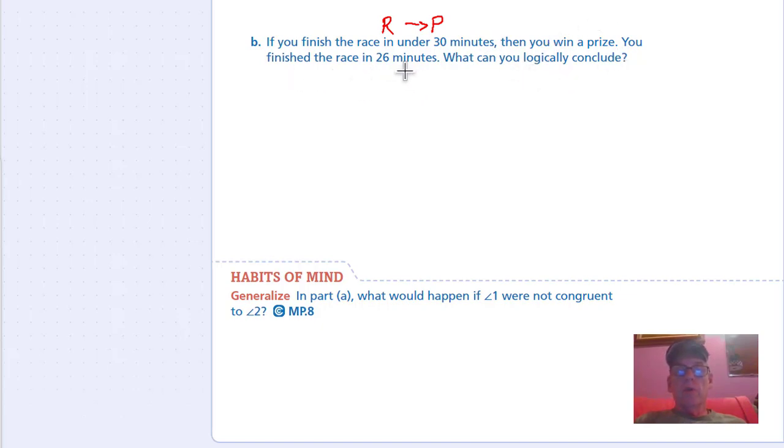You finished the race in 26 minutes, so you got the R part there. Now they're telling us again, this is a true statement. So if R is true, P has to be true. In the second statement, R is true: you finished in under 30 minutes. Therefore, P must be true, and you win a prize.